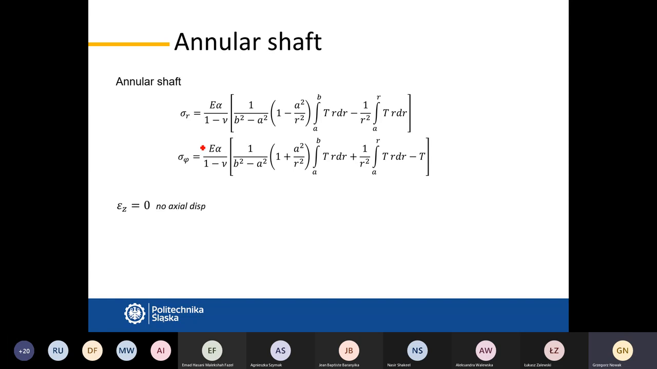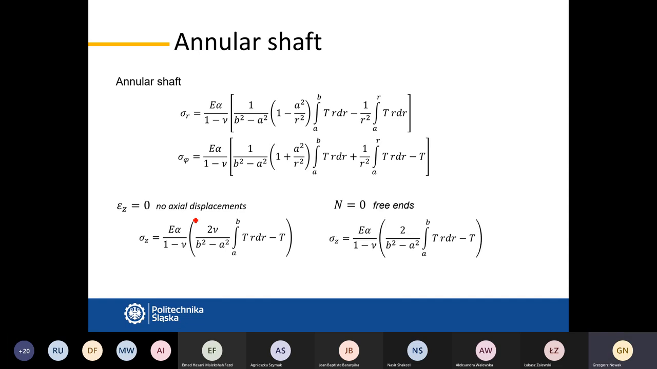And same story: if epsilon z is zero, so no axial displacement, fixed ends, sigma z will be expressed in this way, E alpha over 1 minus nu, 2 nu divided by b squared minus a squared, and the integral from a to b, over the entire radius, from the internal surface to the external surface, of T r dr minus T. In the second case, if there are free ends, so no constraints at the ends, sigma z will be slightly different. There is no nu occurring here, so the lateral displacement effect is not observed here.